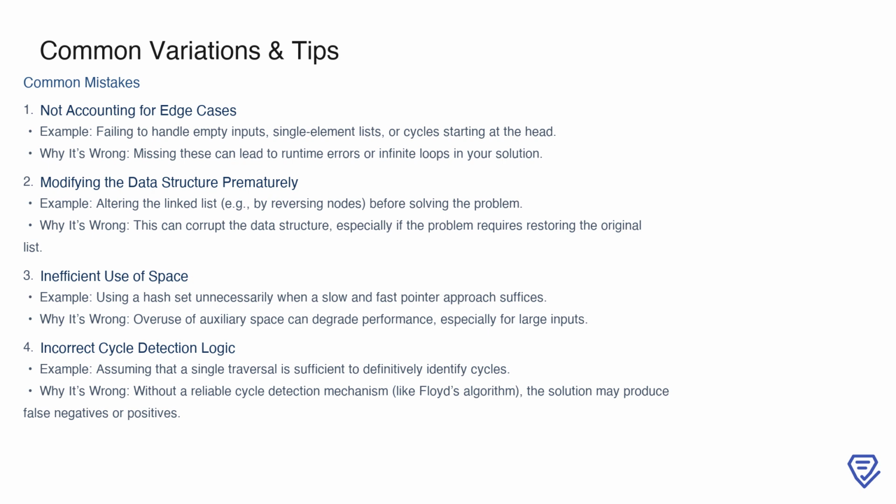Another common error is modifying the data structure prematurely, such as reversing nodes before solving the problem. This can corrupt the linked list, especially if the problem requires you to return it to its original form. Efficiency is also key. Unnecessarily using a hash set when a slow and fast pointer approach would suffice leads to wasted space. Finally, incorrect cycle detection logic, like assuming one traversal is enough to definitively detect a cycle, can cause false positives or negatives. Using a reliable method like Floyd's algorithm avoids these pitfalls.